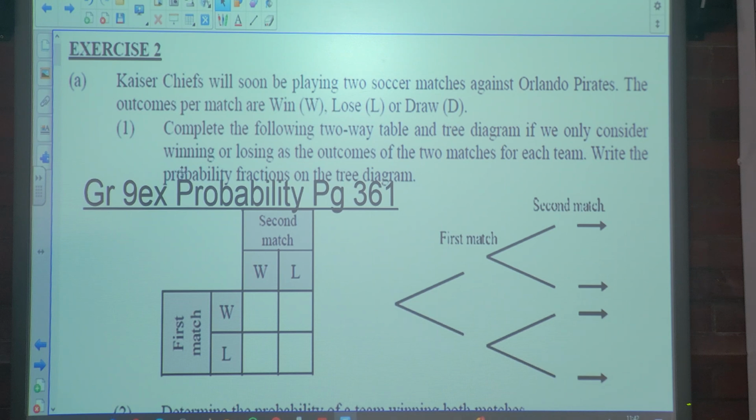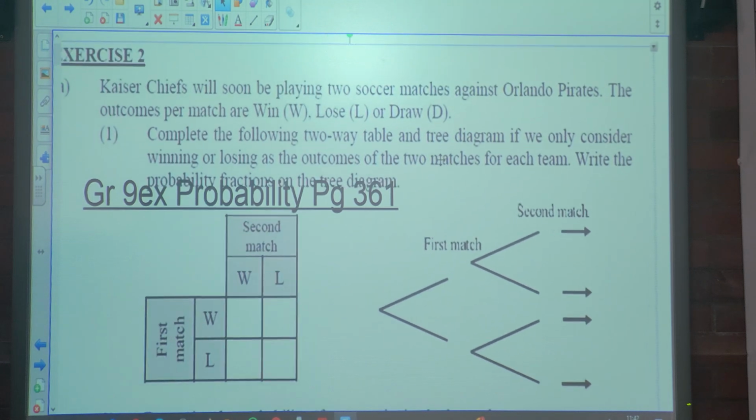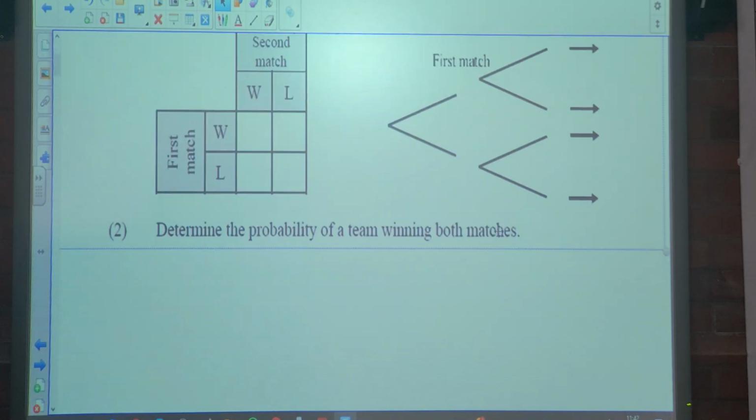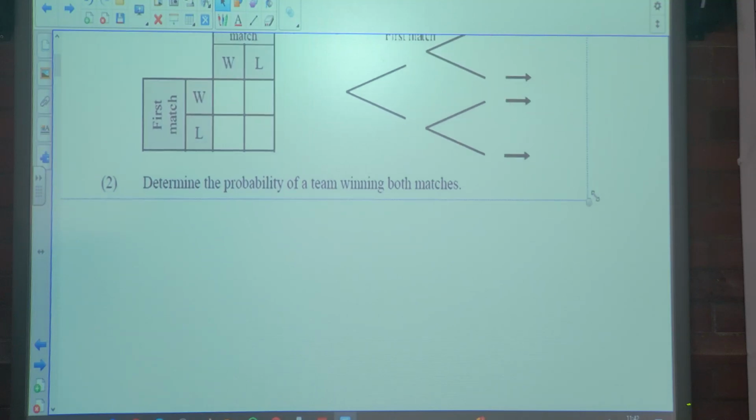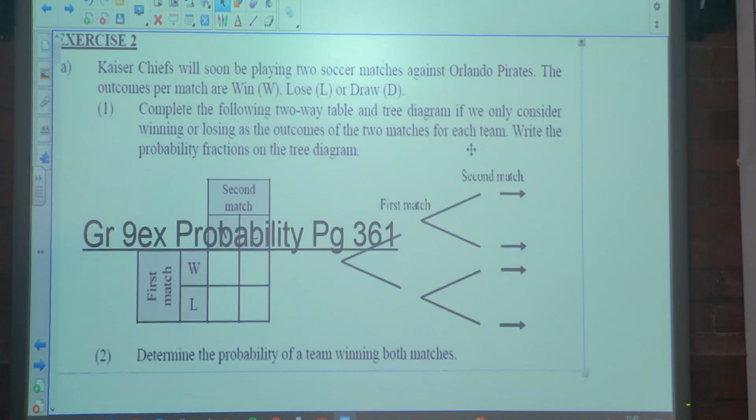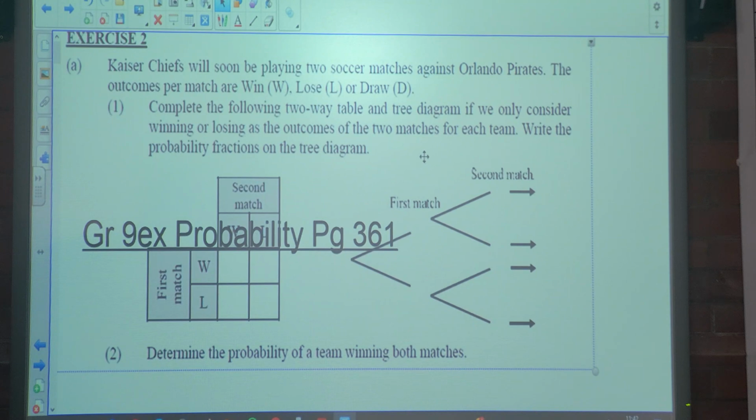Okay. So here we are told that Kaiser Chiefs, let's make this a bit smaller. Kaiser Chiefs will soon be playing 2 soccer matches against Orlando Pirates. The outcomes per match are win, lose, or draw.